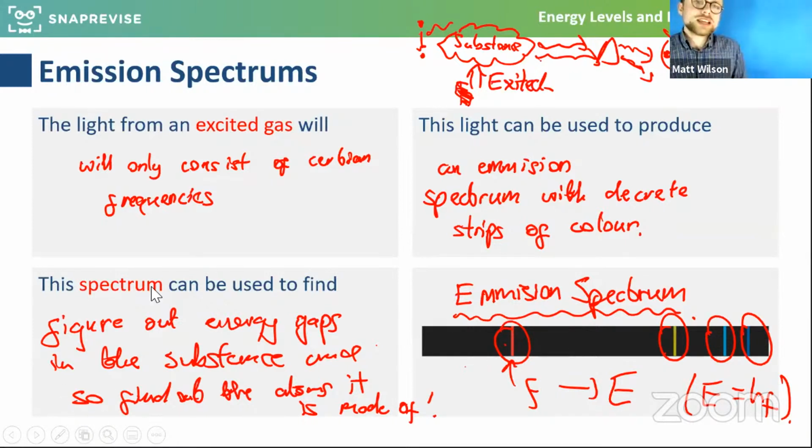So exactly, we have a load of excited electrons in our substance, in all their different atoms, and they will fall down of their own accord. And when they fall down, they emit the frequency given by the energy gap that they fell through. And there's only specific energy gaps for each atom, and they're different depending on which atom you're on about. And so only specific frequencies will be emitted, and you can use that to figure out what atoms are actually in the substance.